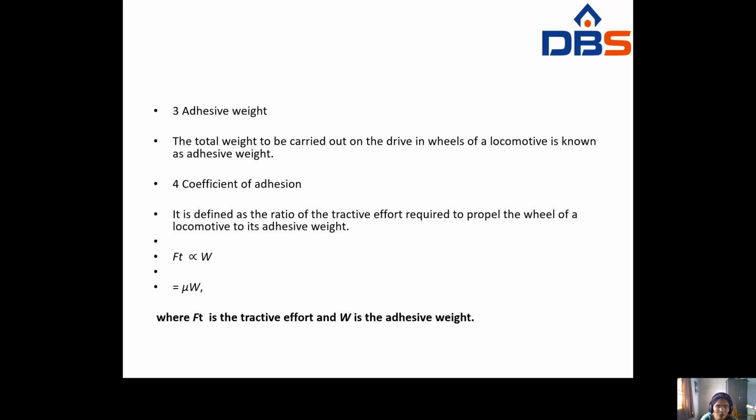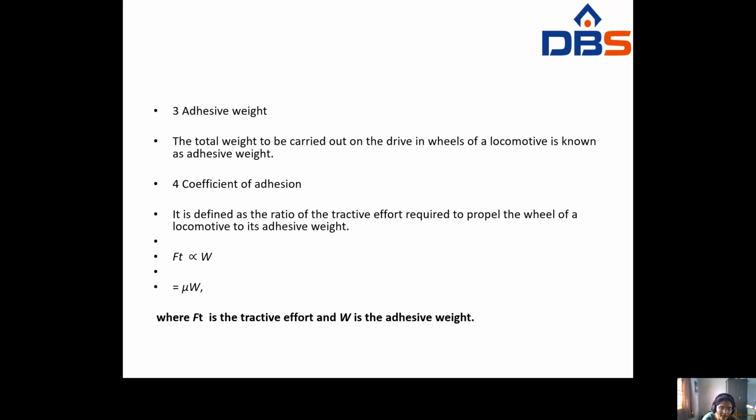Next one, final one is what? Coefficient of adhesion. It is defined as the ratio of tractive effort required to propel the wheel of a locomotive to its adhesive weight. So coefficient of adhesion is nothing but the ratio of tractive effort, Ft, to the adhesive weight. So Ft is directly proportional to W, Ft equal to mu W. Here mu is nothing but the coefficient of adhesion.